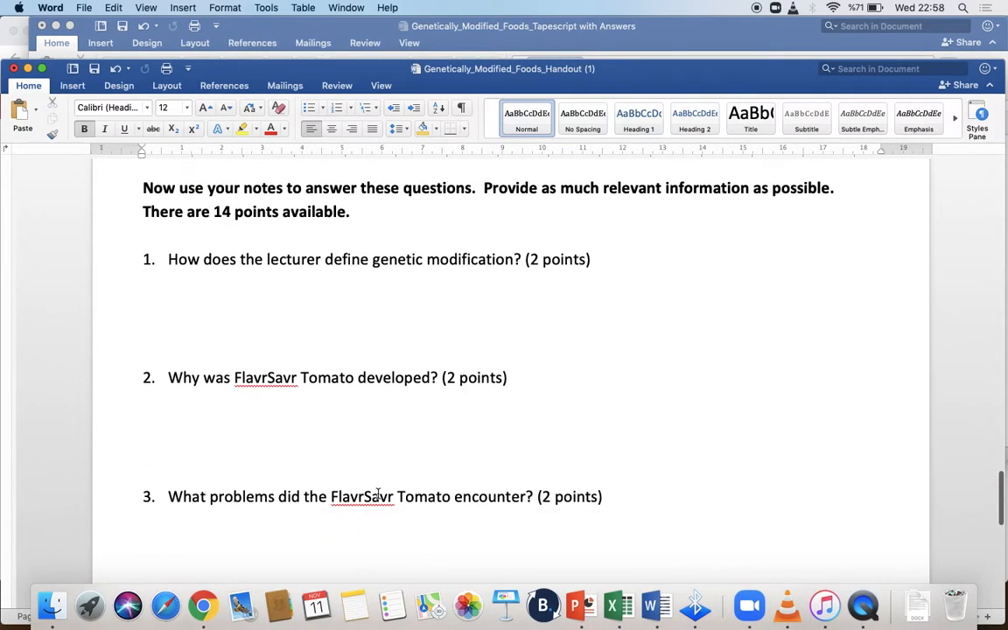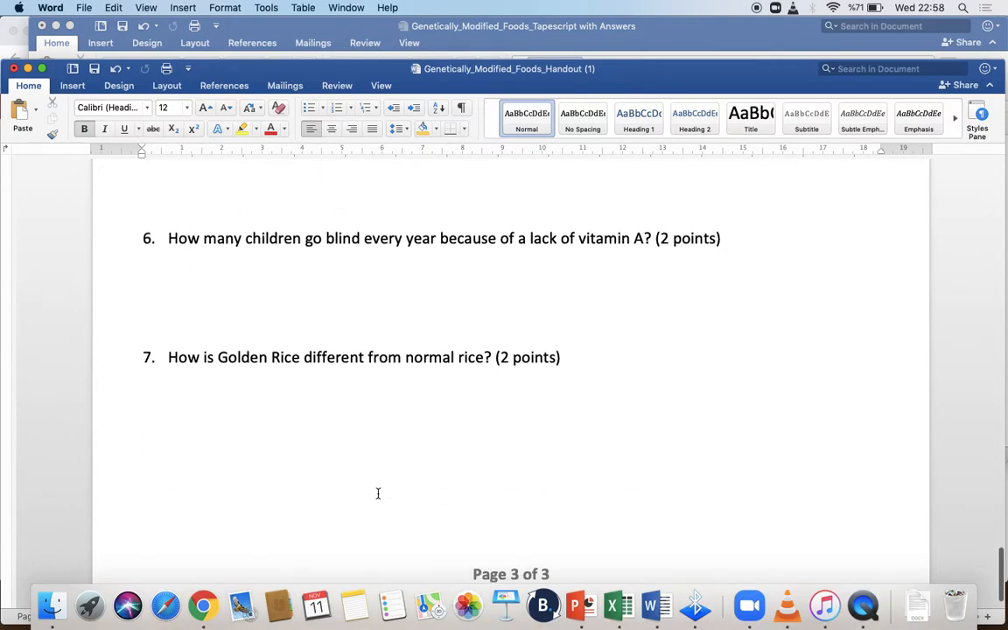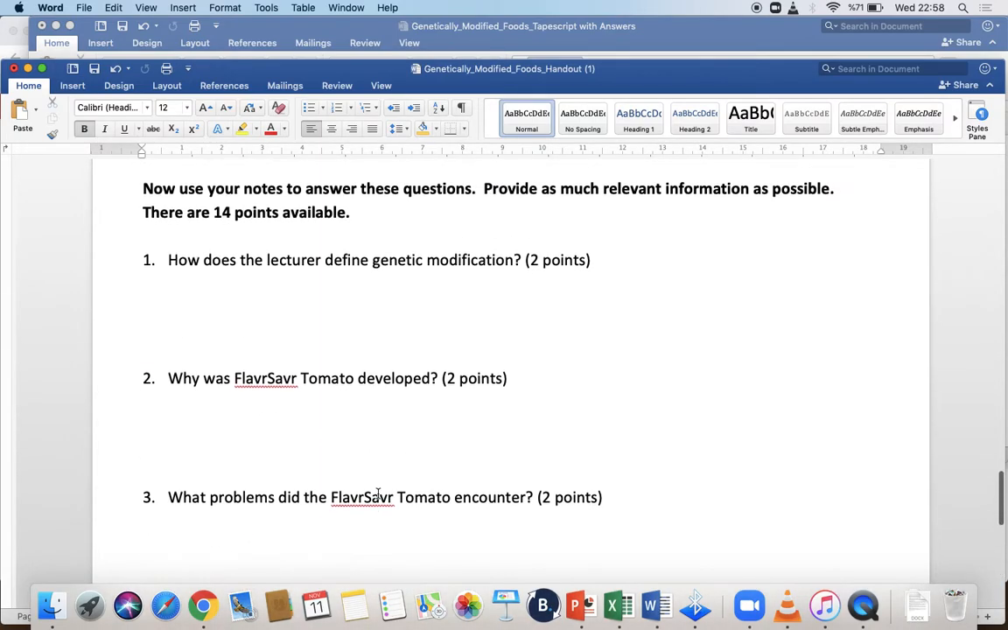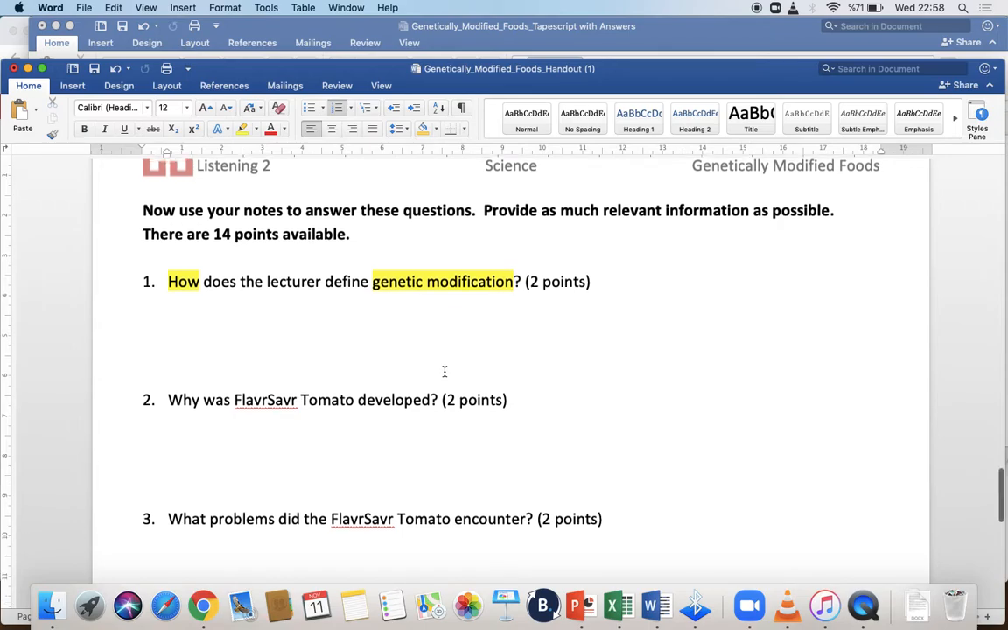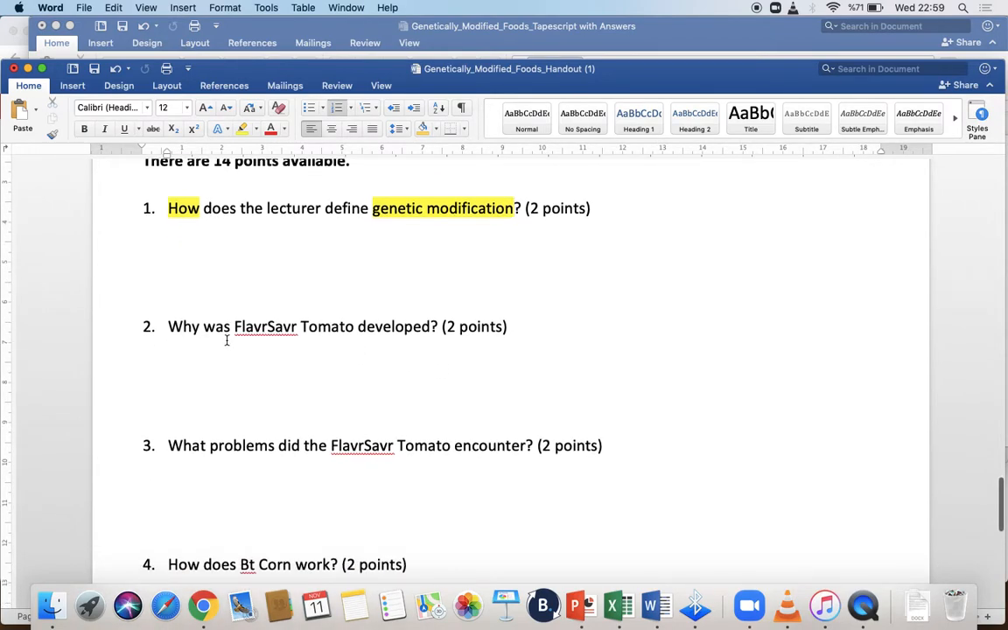As you see, we have questions. We have 7 questions about the lecture. The first question is, how does the lecturer define genetic modification? You should write the definition of genetic modification. And next question, why was flavor savour tomato developed? What was the reason behind it? This is one of the genetically modified foods.